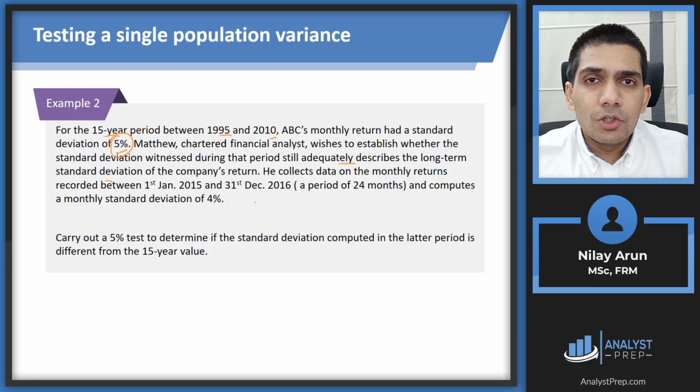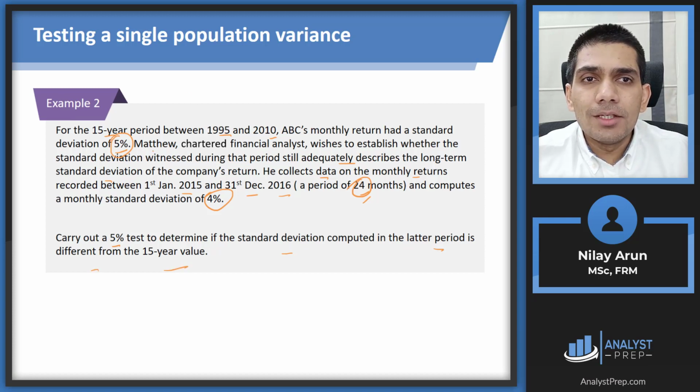Now to test this, he collects the data. So remember, for testing any hypothesis, you need to collect the data. That's what Matthew is doing here. He collects the data on the monthly returns recorded between 1st Jan 2015 and 31st December 2016, which is a period of 24 months. So our n is 24. And then he computes a monthly standard deviation of 4%. Now we need to carry out a 5% test, so that is the level of significance that we are testing at, to determine if the standard deviation computed in the latter period is different from the 15-year value.